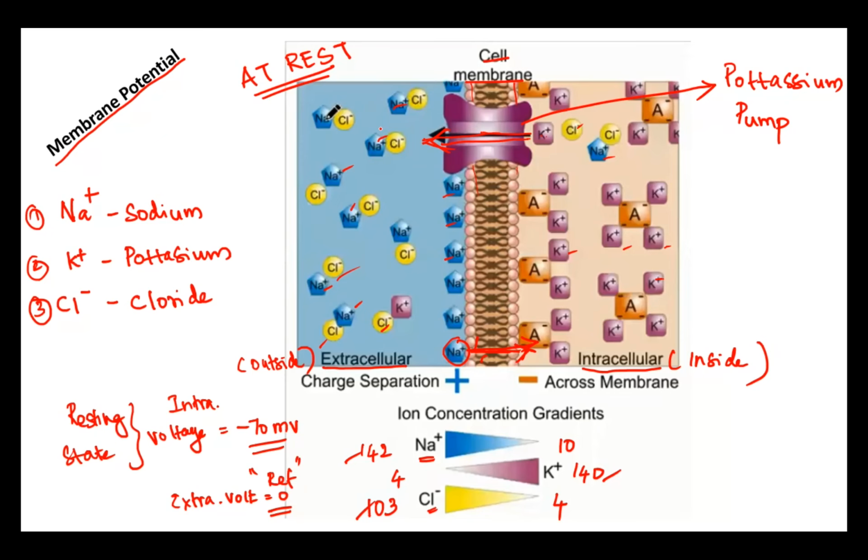This is called efflux. Okay, efflux, that is influx, that is efflux. Efflux is nothing but E means extracellular. Your potassium comes from intra to extra, that's why it is E.